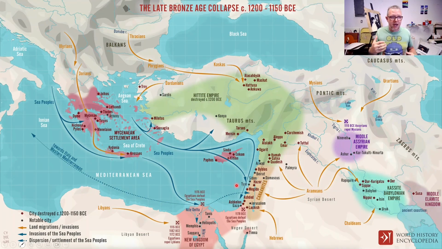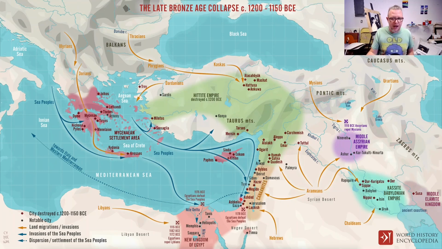During the Bronze Age, and particularly when we talk about this area around the Eastern Mediterranean, so many civilizations popped up. The thing is, ancient Egypt and ancient Mesopotamia were the ones who really survived this period that is known as the Late Bronze Age collapse.